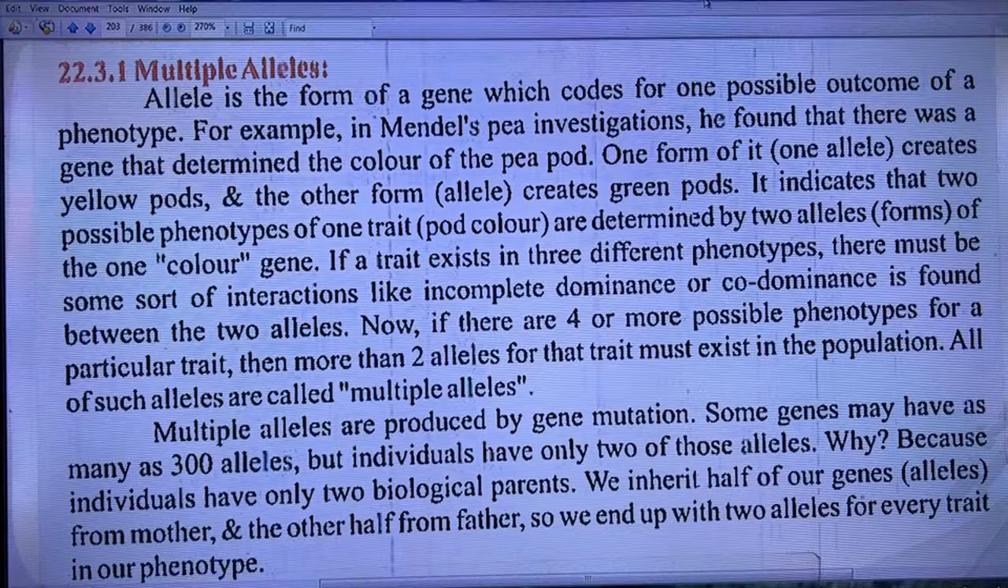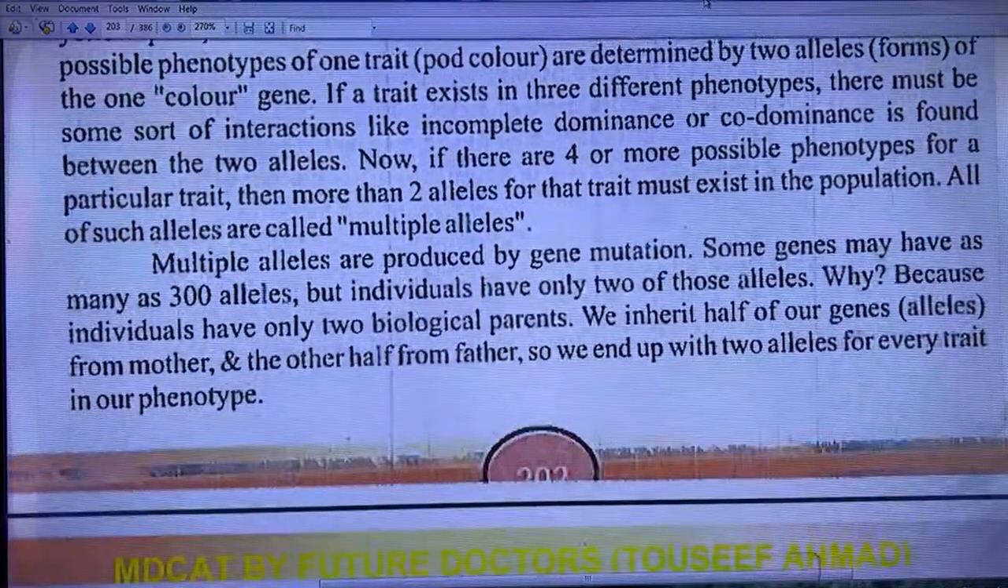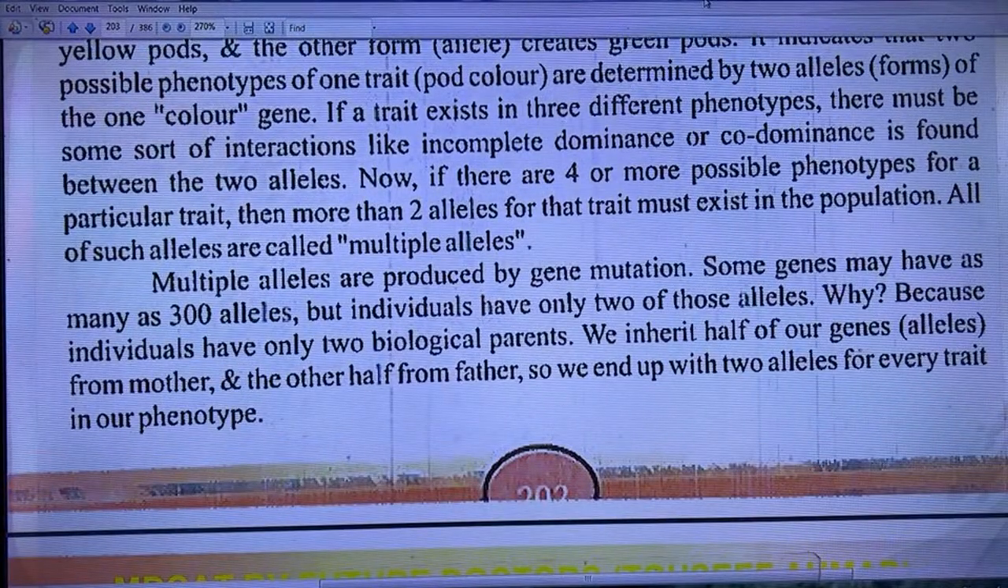Now, if there are four or more possible phenotypes for a particular trait, then more than two alleles for that trait must exist in the population. All such alleles are called multiple alleles. Multiple alleles are produced by gene mutation. Some genes may have as many as 300 alleles, but individuals have only two of those alleles. Why? Because individuals have only two biological parents. We inherit half of our gene alleles from the mother and the other half from the father. So we end up with two alleles for every trait in our phenotype.